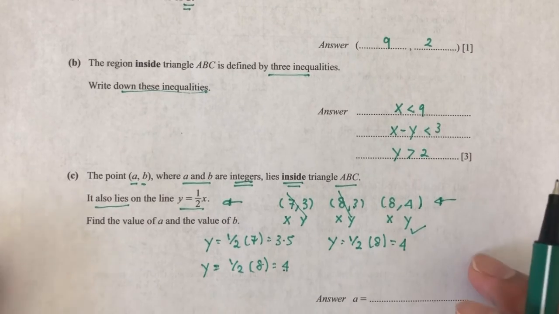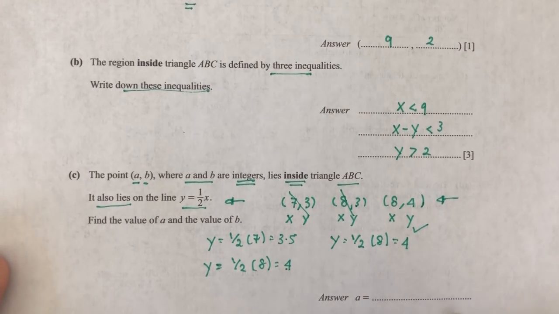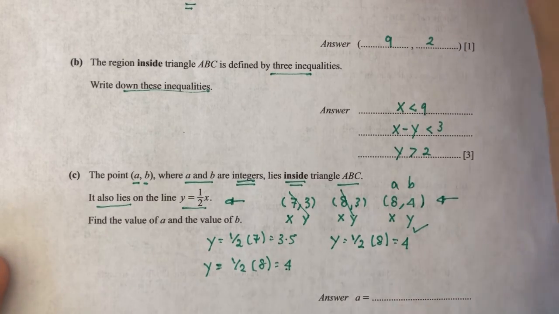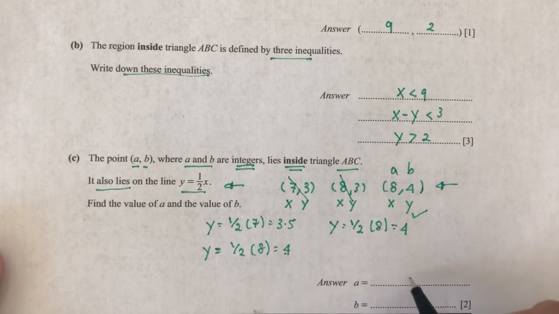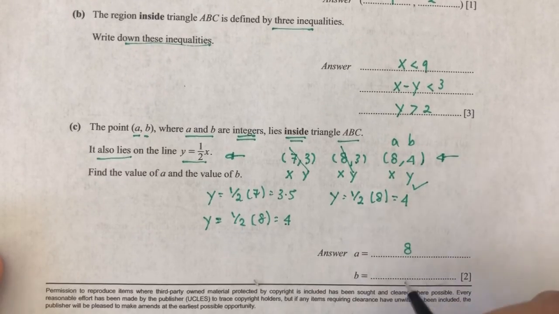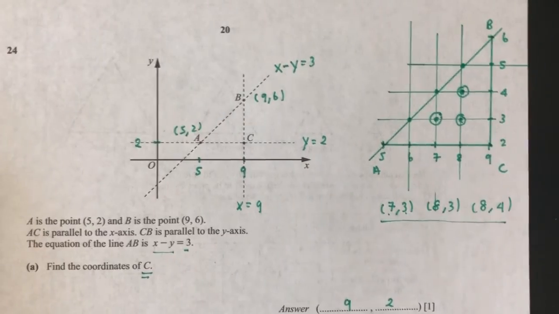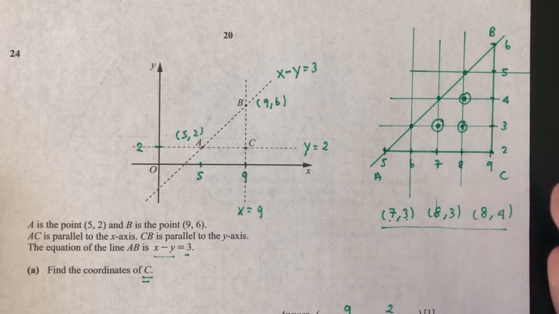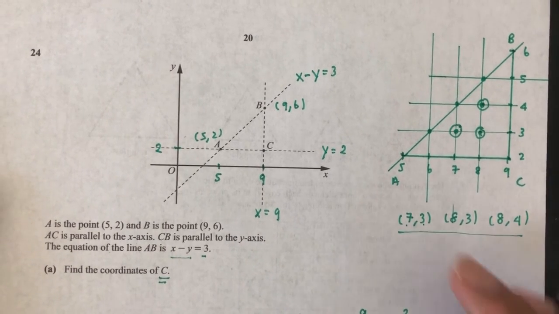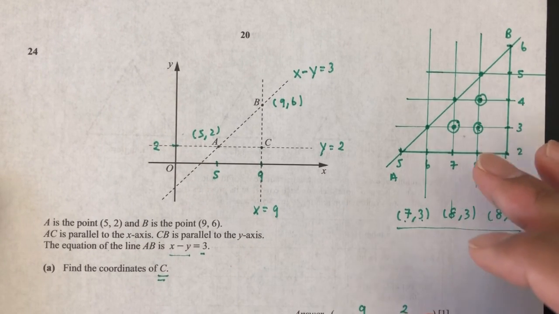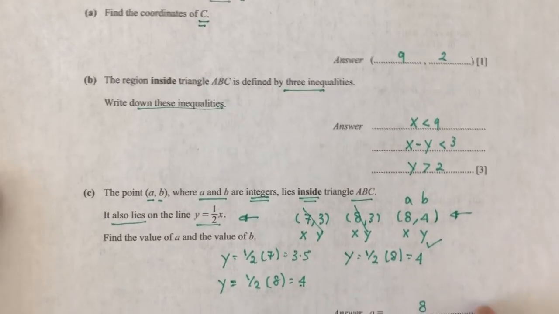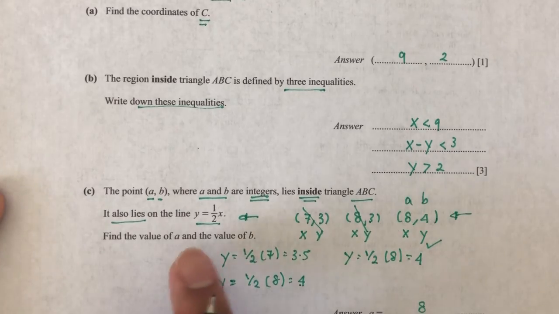So thus, the value of a will be 8, and the value of b is 4. So this method was used to visualize this triangle, and hence you can have a look and determine which points we have inside of the triangle, and then find which one goes on the line y equal to half x.